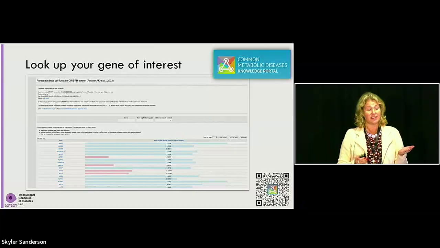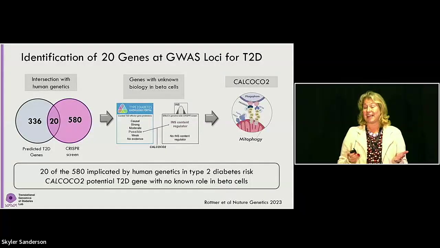You can go and look up this data. We've made it all publicly available. You can go to the Common Metabolic Disease Knowledge Portal, scan this QR code, it'll take you directly to it, and you can look up any gene to see whether or not losing it in a pancreatic beta cell affects insulin production. We can then take that data, we can integrate it with genetic data, and we can identify causal variants and transcripts at GWAS signals. We found 20 that were overlapping between our genetic data and our screen. And then we can study these, particularly those that we knew nothing about before this effort.